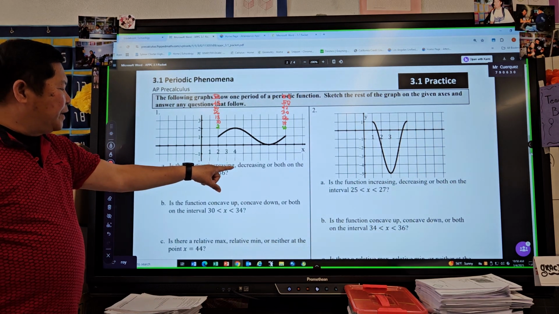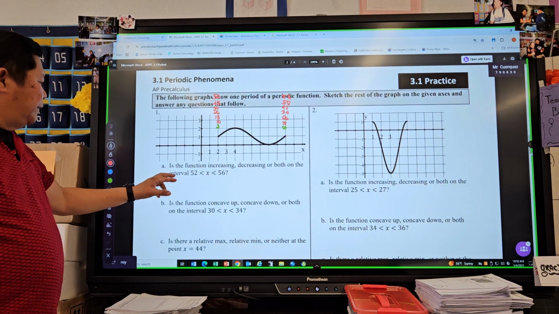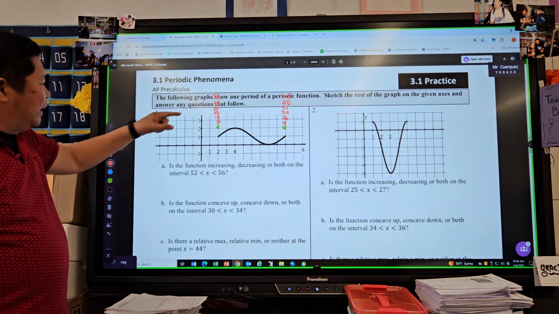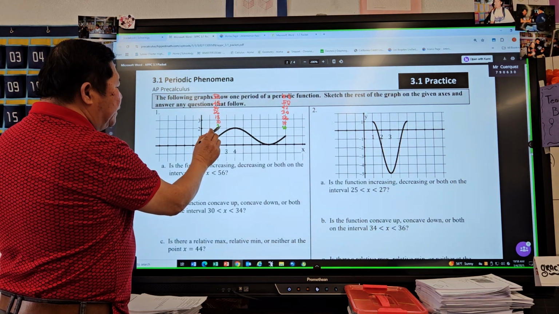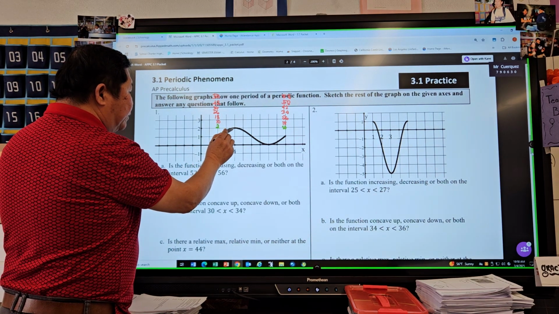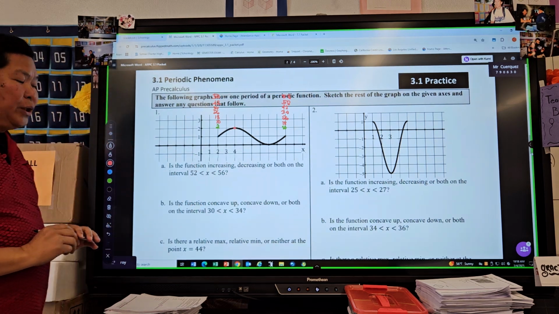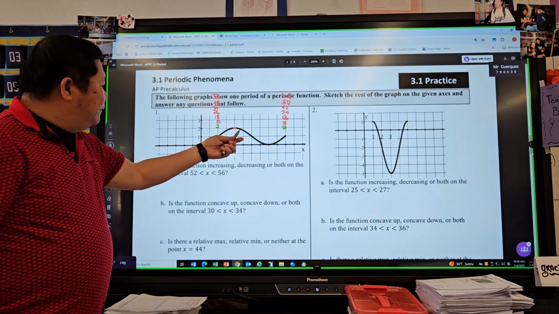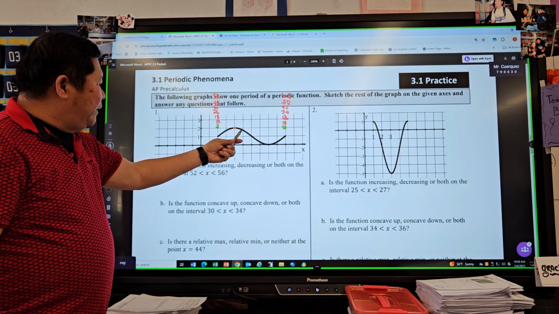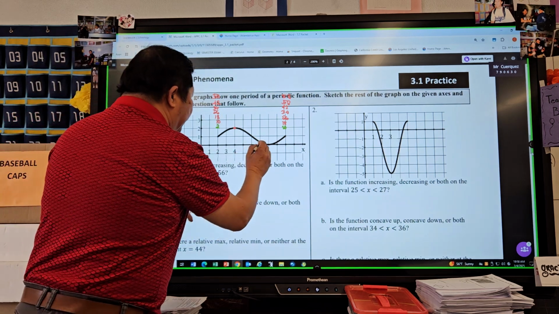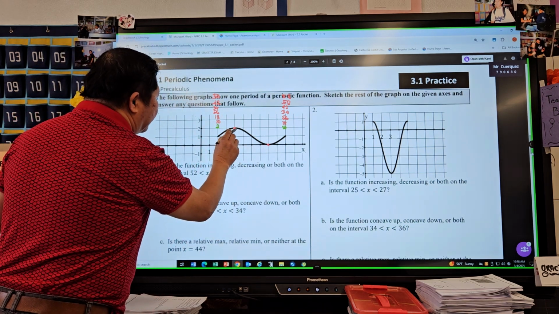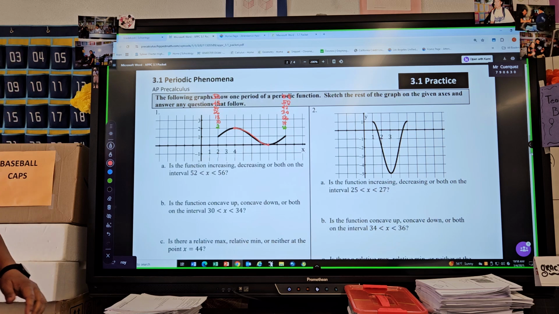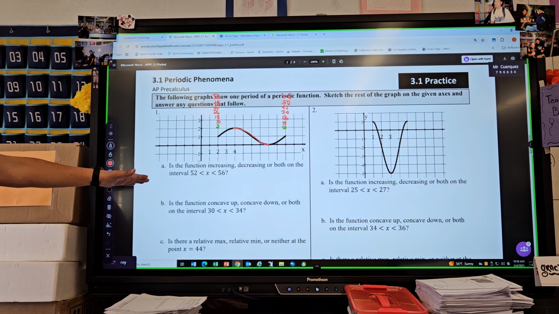What is the question? Is the function increasing or decreasing or both on the interval 52 to 56? So if this is 50, this is 51, and this is 52. Am I right, guys? That's 52. And then all the way to 56. 52, 53, 54, 55, 56 until here. So what is that? Increasing or decreasing? Decreasing. So I need you to write down the justification.